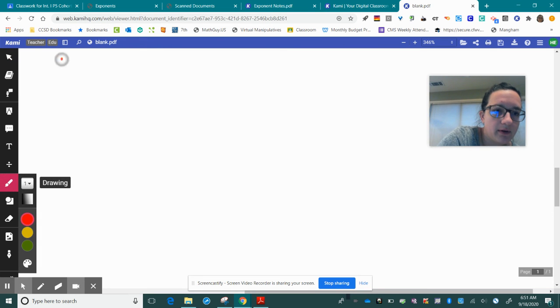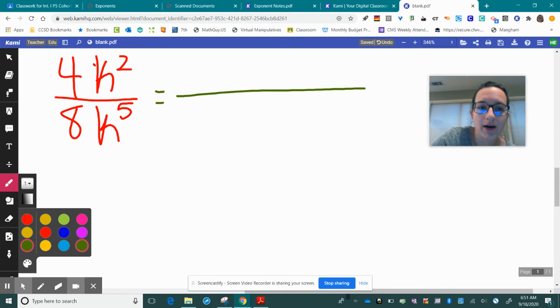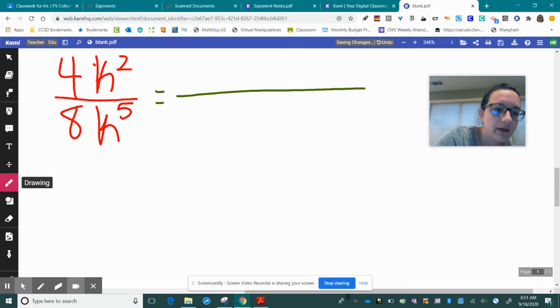Okay, here we go. So we have 4k squared over 8k to the 5th. All right, we're going to break it all down. So let's break down our 4 and our 8, just like we did with our factor trees. I'm going to break down 4 first. 2 times 2 gives us 4. Those are both prime.